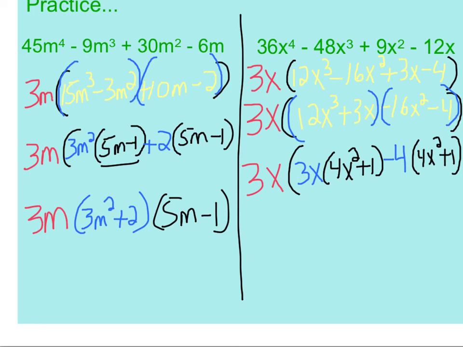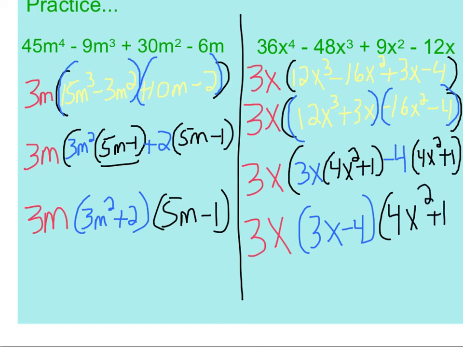So lastly, let's write our answer. We have 3x multiplied to our blue factors, 3x minus 4, and then multiplied by the binomial that repeated, the 4x squared plus 1. There you have it. If you multiply all of this together, you will get this 4-term polynomial.